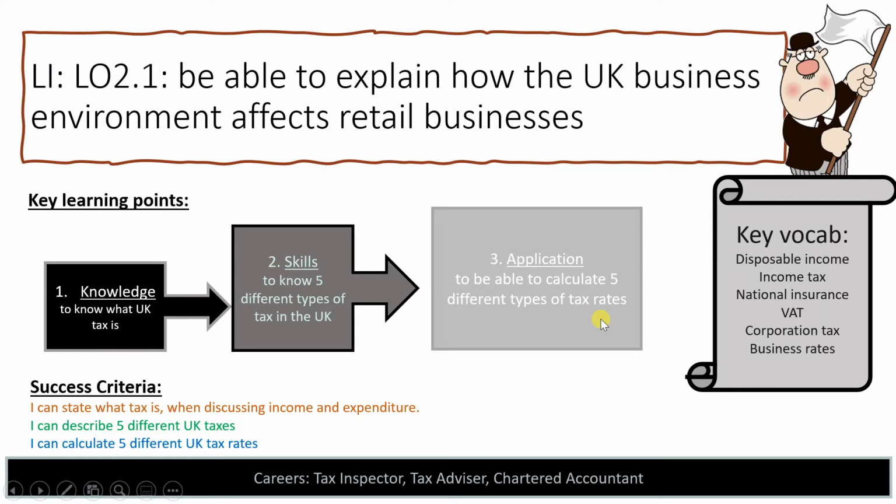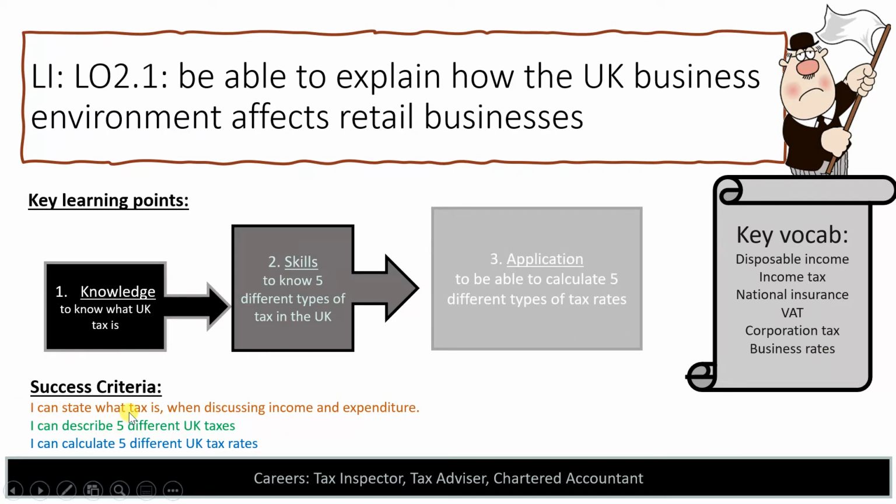So the vocabulary are continuous disposable income, which is from lesson 1. And then here are the 5 different tax rates. We've got income tax, as the word says, taxed on your income. National insurance, which is a deduction from your income, and we'll go into what that is. VAT stands for value added tax, that's usually on products. Corporation tax is, as the word corporation suggests, a business tax, and then there's business rates. So those are the ones that we're looking at for key vocabulary.